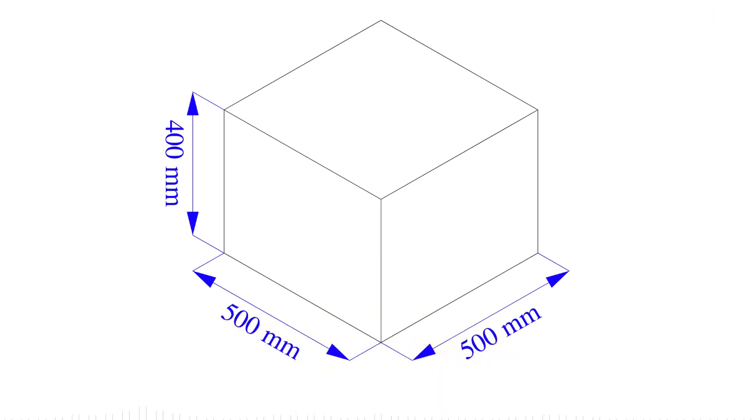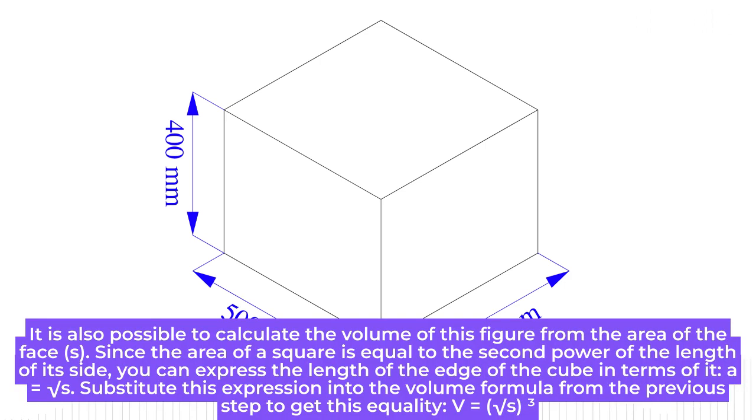Step 2. It is also possible to calculate the volume of this figure from the area of the face, S. Since the area of a square is equal to the second power of the length of its side, you can express the length of the edge of the cube in terms of it, a equals square root S. Substitute this expression into the volume formula from the previous step to get this equality, V equals square root S, superscript 3.